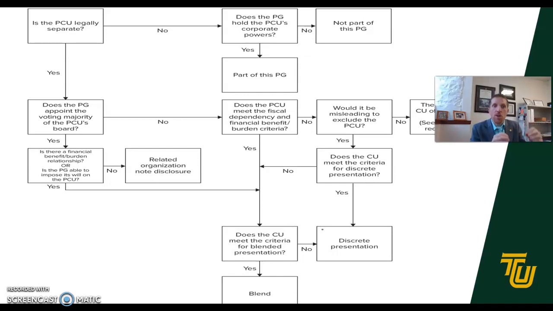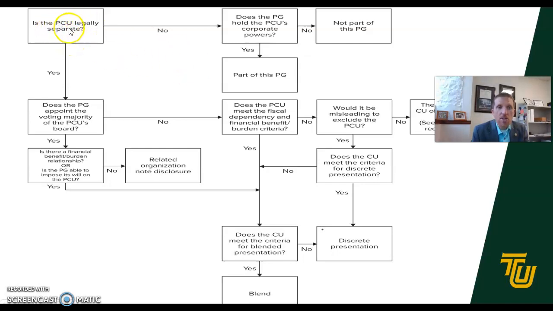So to start with, up here in the corner, is the potential component unit legally separate from the primary government? If it is, does the primary government appoint a majority of the voting board? If it does, then we go to here. If it doesn't, then we go to here. And that's where we're getting into, right? Legally separate, and then fiscal dependency. Okay, so those are those two really important pieces.